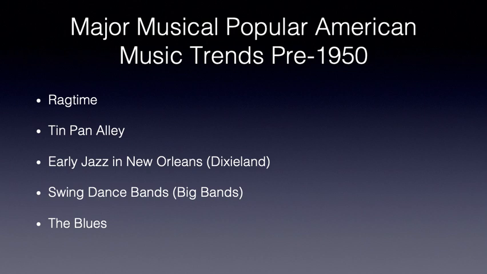You also have the importance of the Black American spiritual and church music and those trends that lead us to minstrelsy and other forms. But by the end of the 1800s, ragtime, Tin Pan Alley, and then early 20th century Dixieland jazz. There's other forms of jazz that are early as well, but swing dance band, the big bands, and the blues are of the biggest importance leading us to rock.